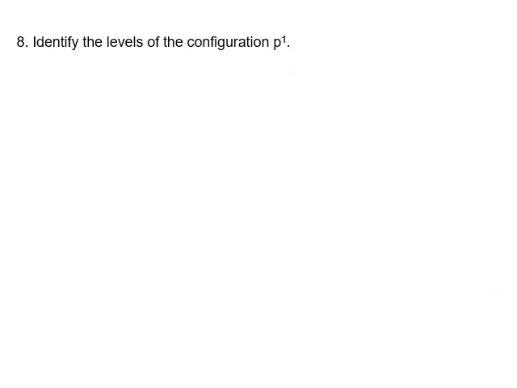Question number 8. Identify the levels of configuration p1. Now, if we have an electron in a p orbital, first the electron will have orbital angular momentum, and the orbital angular momentum quantum number l equals 1. And the electron also spins with two states, alpha and beta. When they are in the same direction, the spin-orbit coupling gives j equal to 1 plus half, and when they are in the opposite direction it is 1 minus half. So that gives you half.